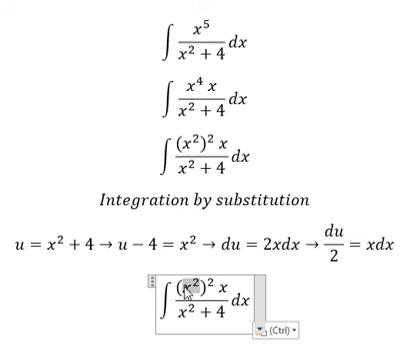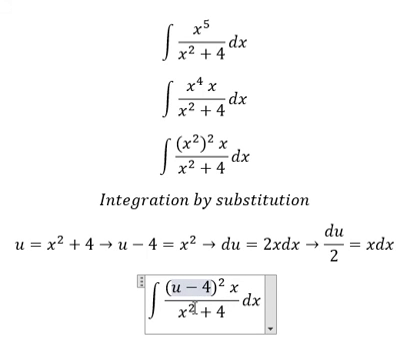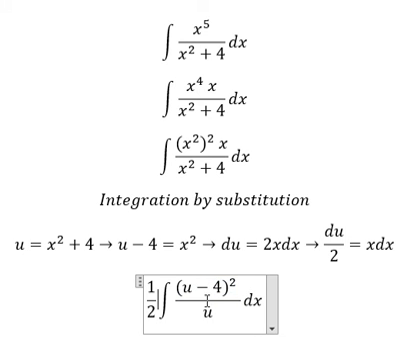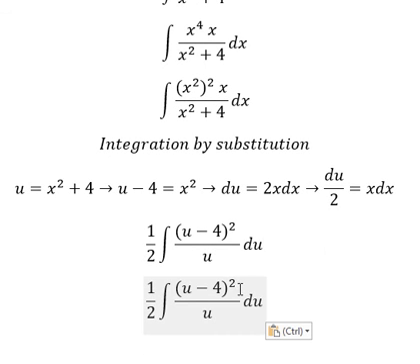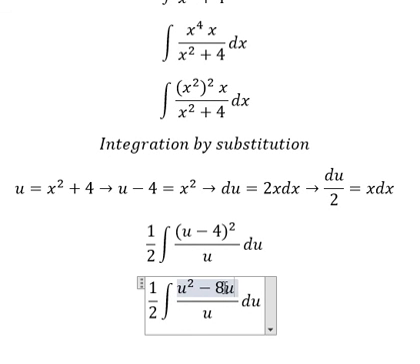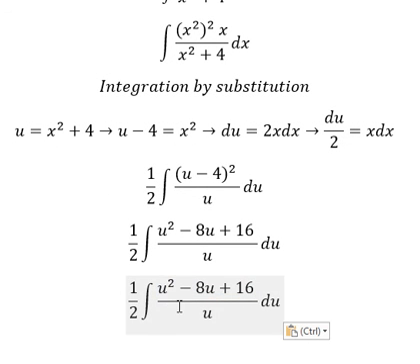This one we change for this one. This one we change for u. The x, we change for this one. Now we need to expand this one. So this one divided by u, u divided by u. This one we keep the same.